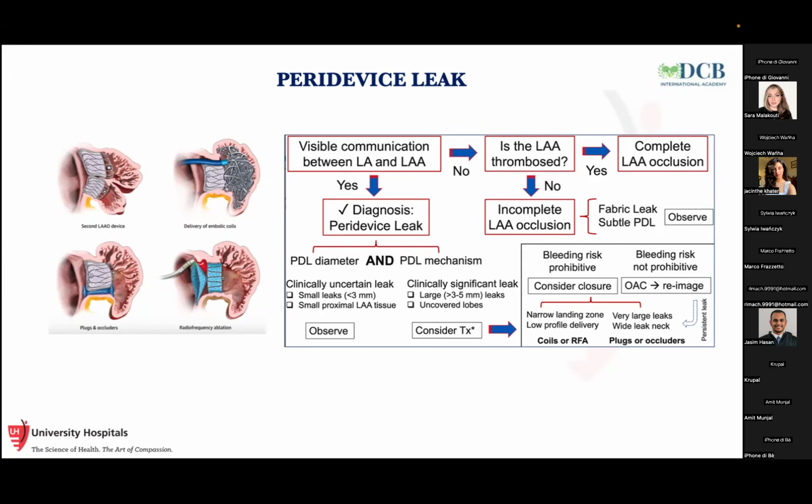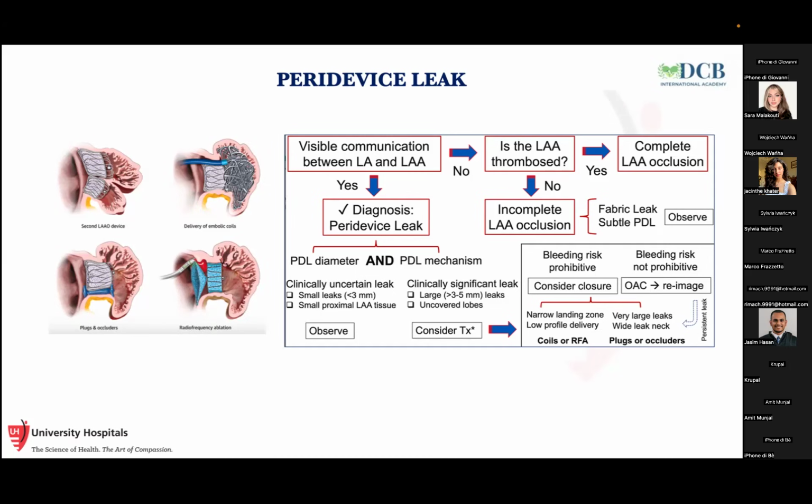Okay, thanks. And we were saying, what is a very dangerous leak in general? If we have a visible communication between the left atrium and the left atrial appendage, the diagnosis of peri-device leak is important for the PDL diameter and PDL mechanism, as we said before. And in general, when we consider a therapy, as we can see from this flow chart from Mohamed Al-Khoury group, from my own clinic, a clinically significant leak is a large leak, more than 3-5 millimeters with uncovered lobes.